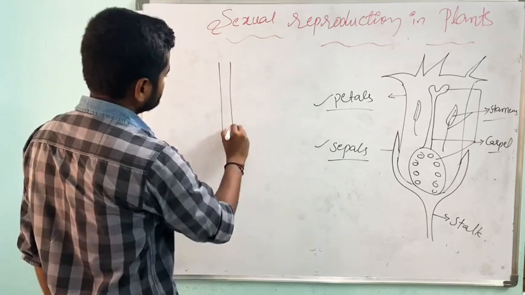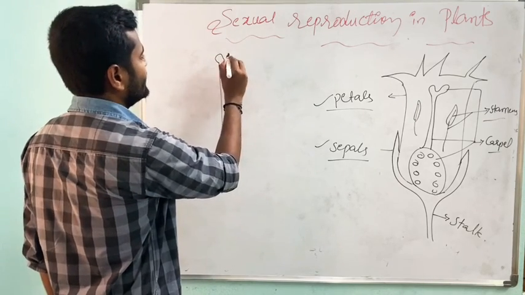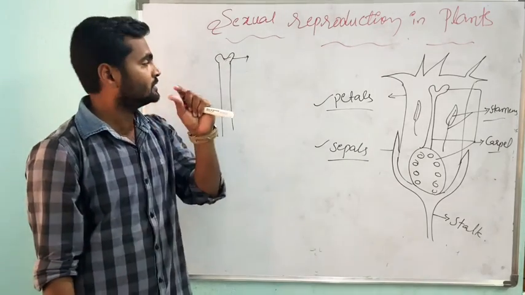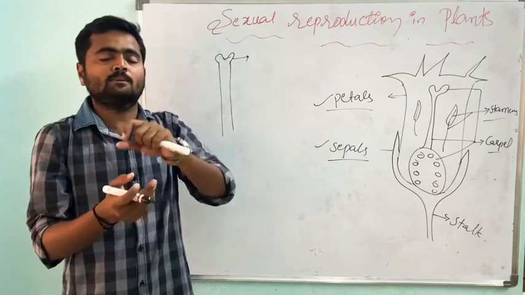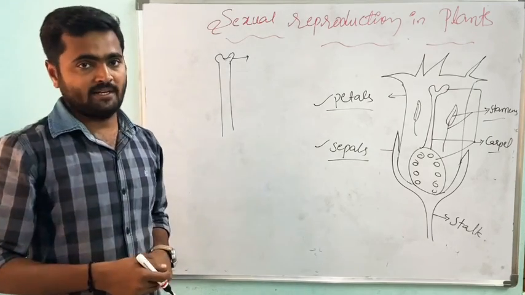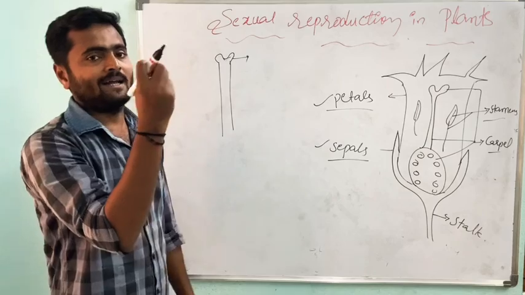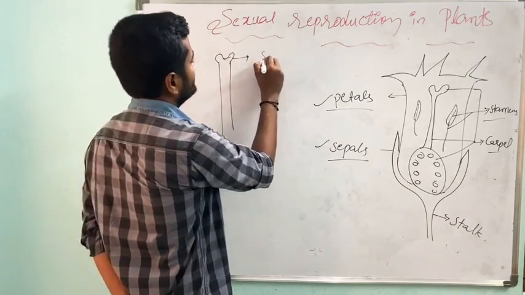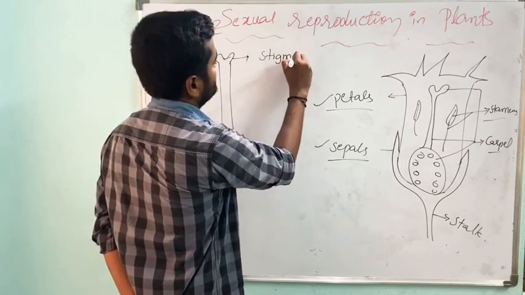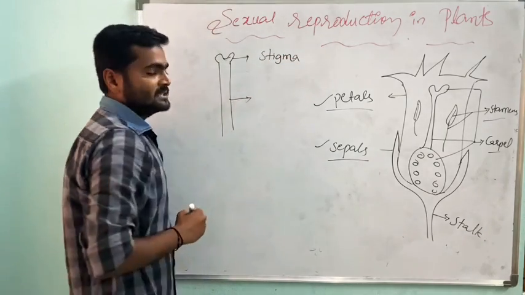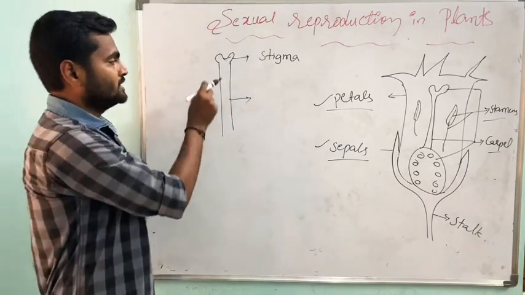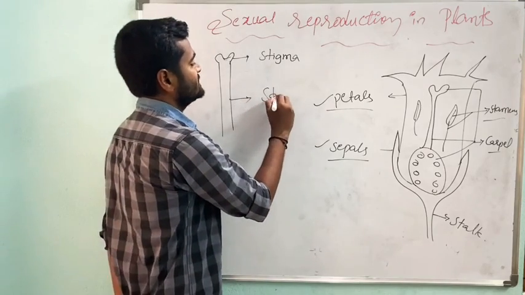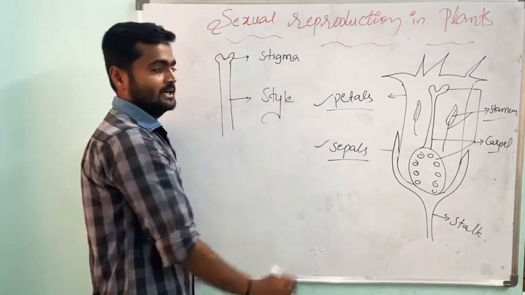Let's see. The upper part of the carpel is broad, to attract the pollen grains and for the germination of the pollen grains. This part can attach the pollen grains and also helps in their germination. That is called the stigma. Below the stigma we have a tube-like structure. Through this tube the pollen grain germinates and forms a pollen tube. That is called the style.